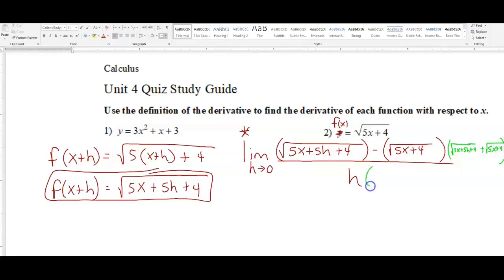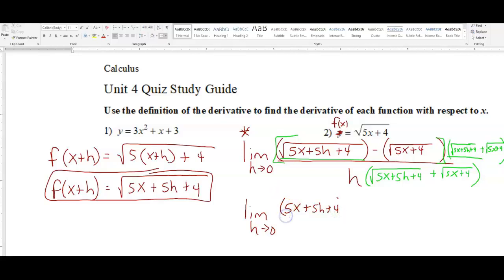And whatever you do to the top, you're going to have to do to the bottom. Okay, so we want to see that. When we multiply these together, you're just going to do this thing times this thing. They're identical, so when you do that multiplication, the square root just cancels out, and you're left with everything underneath the square root. So that would be 5x plus 5h plus 4.